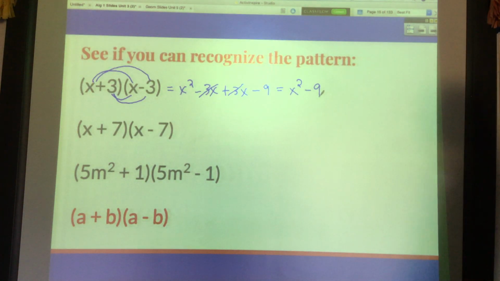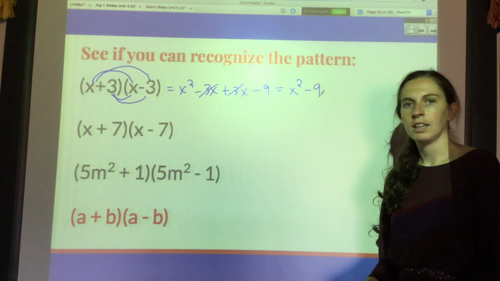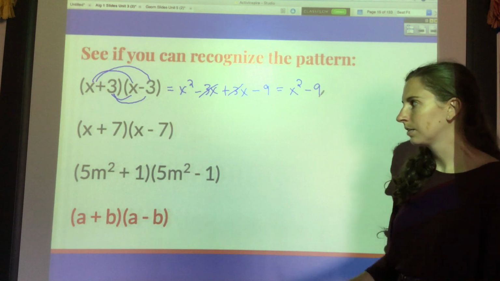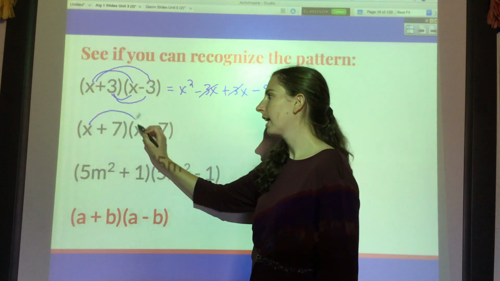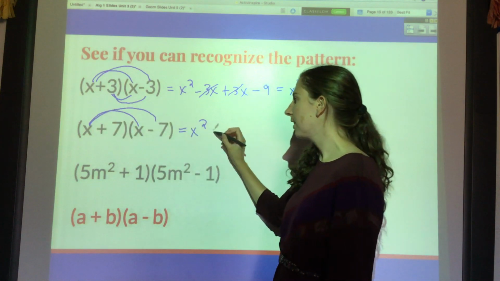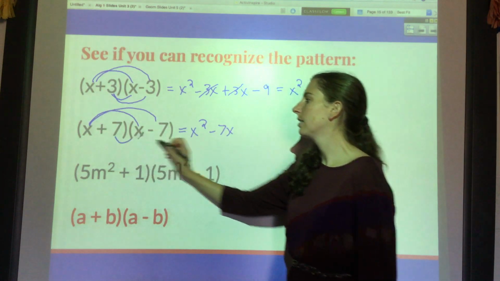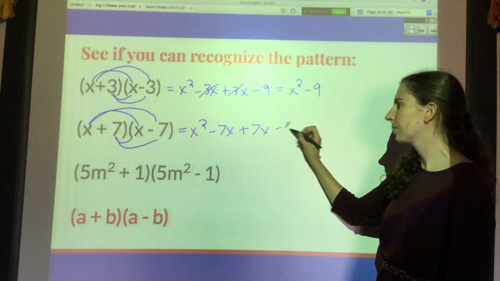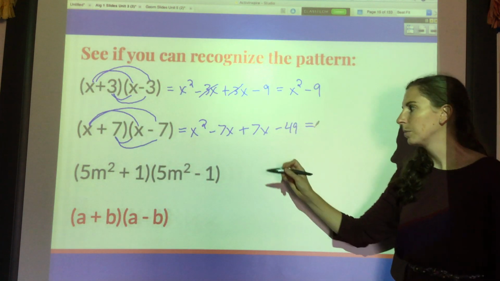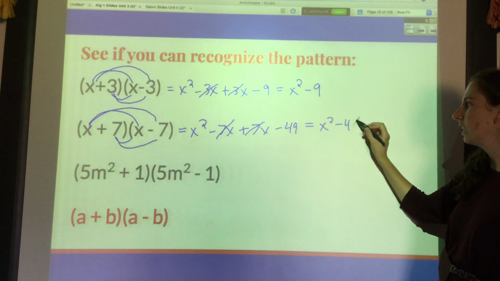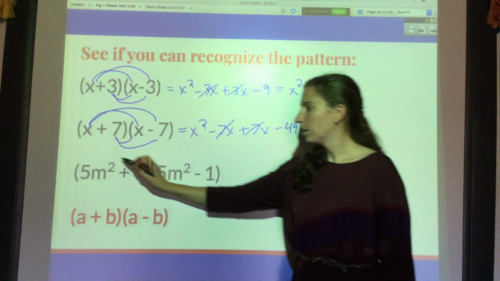So pause the video and try those. All right, so hopefully you've gone through these. I'm going to do these real quick. X times x is x squared, minus 7x plus 7x, and then minus 49. And that gives me, these two middle ones cancel out. X squared minus 49.